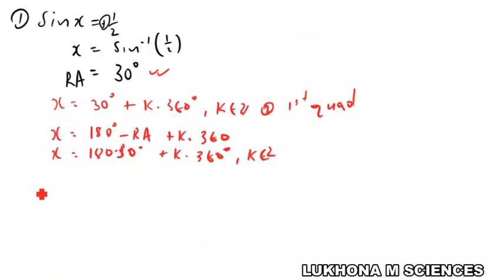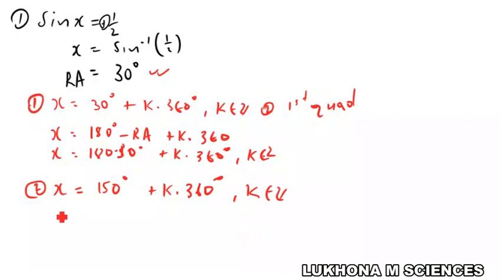Now the second solution will be x equal to 150 degrees plus k times 360, where k is an element of the integers. Then we are done. That is the first solution. This is the second solution. That is our example number one. Then we have the solutions. Let's take number 2 now.